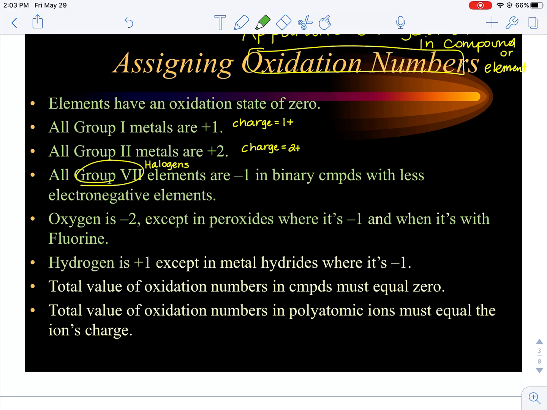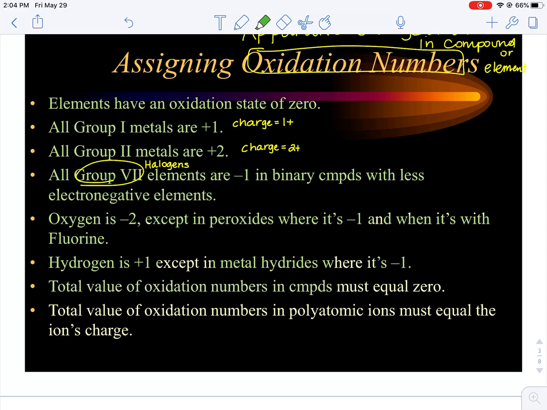Hydrogen will always be +1 for its oxidation number, except when it's bonded with a metal. In a metal hydride, hydrogen is acting as the anion. The metal, remember, is always going to want to lose its electrons. So when you have, for example, sodium hydride, the hydrogen will have an oxidation number of -1.